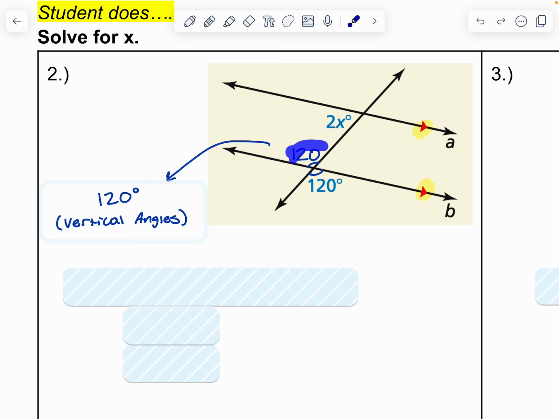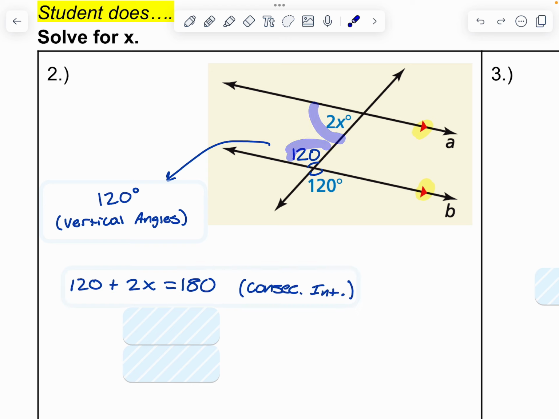I see a vertical angle here. That's 120. 120 and 2x, well, those have a relationship. They're consecutive interior angles. They're on the same side of the transversal, and they are inside my parallel lines. I get x is equal to 30.